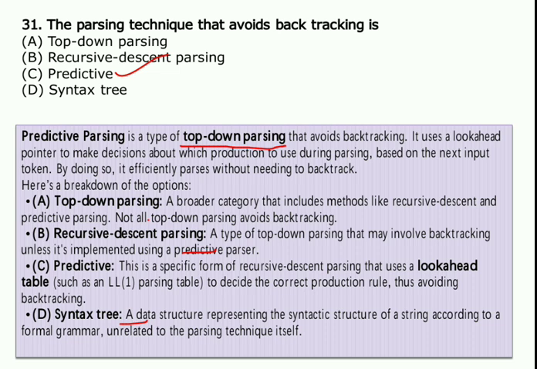The next one is recursive descent parsing, a type of top-down parsing that may involve backtracking unless it is implemented using a predictive parser. Predictive parsing is a specific form of recursive descent parsing that uses a lookahead table, that is the LL(1) parsing table, to decide the correct production rule and avoid backtracking. And a syntax tree is nothing but the syntactic structure of a string according to the grammar. So option C is the correct one.